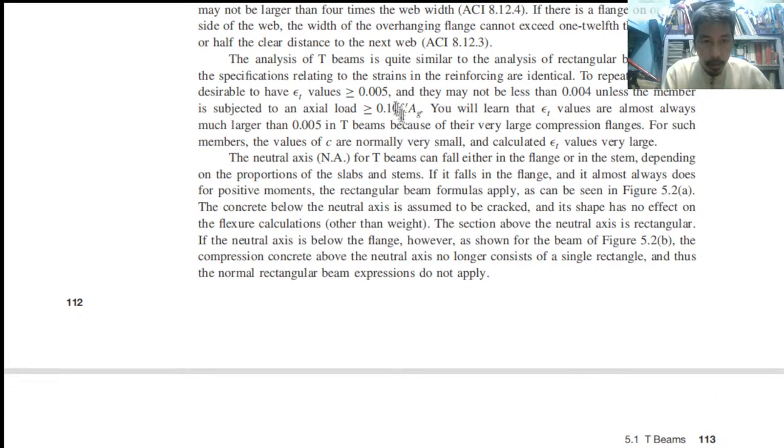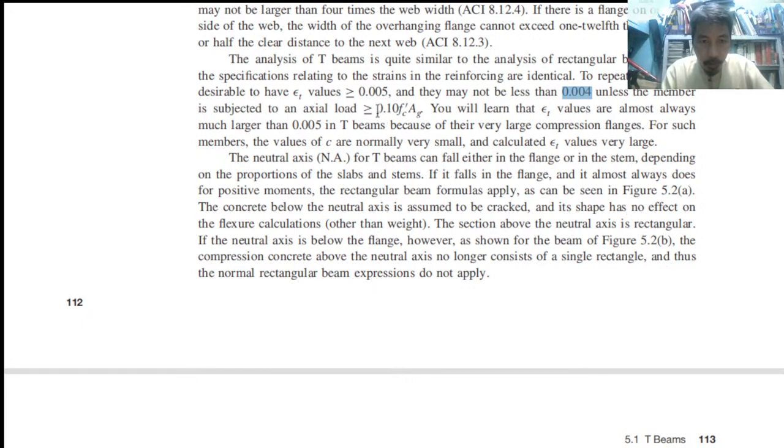So, strain. Again, the same, 0.005. And it must not be less than 0.004. Okay? That is the transition. Take note, transition region is 0.004 to 0.005. Okay, for 0.005, that is what, 0.9? Reduction factor.